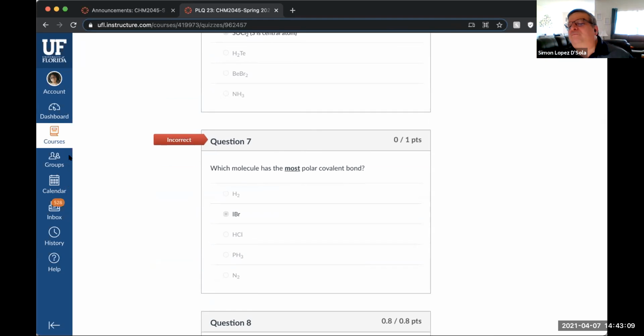You see? Okay. And I was just confused on number 7 as well. I just didn't understand that either. I think I guessed on that because I got it wrong. Well, in that case, which molecule has the most polar covalent bond? What you need to do is just consider the difference of electronegativity between the atoms. The one having the biggest difference of electronegativity will give you the more polar bond. And in this case, it should be HCl, I believe.